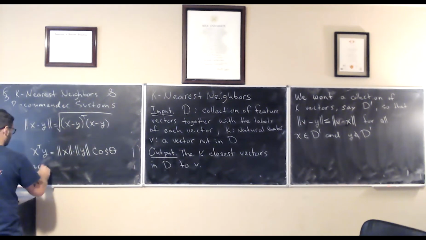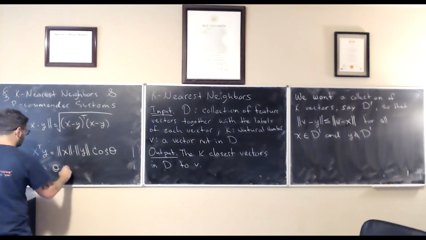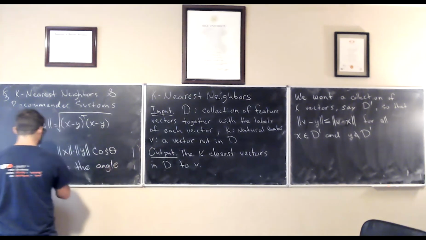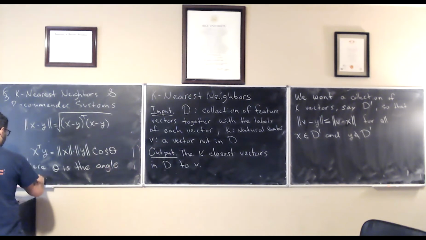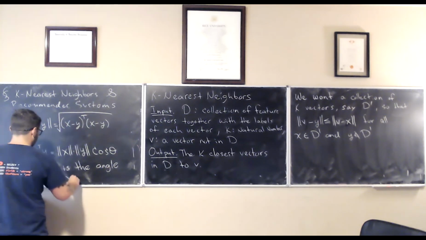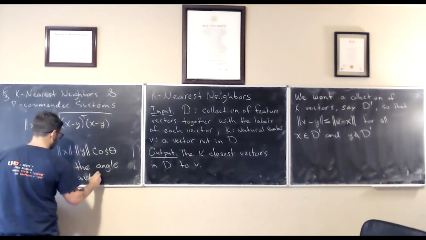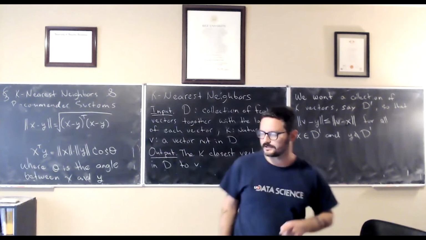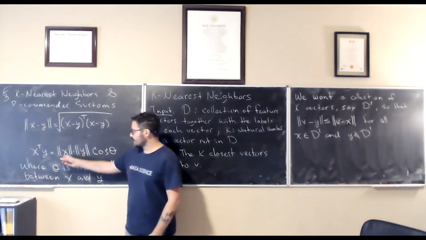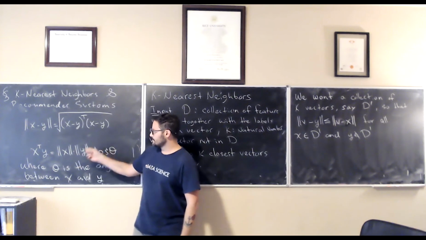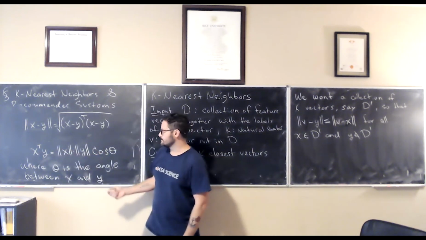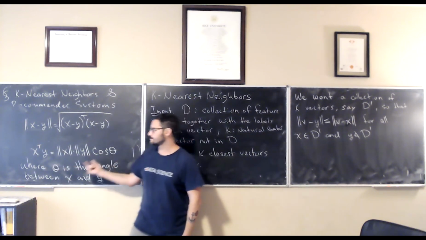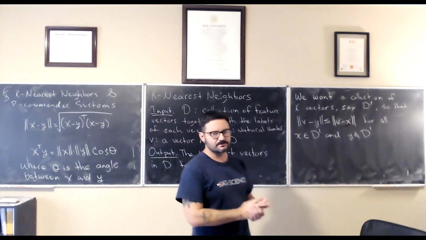Where theta is the angle between x and y. So the sine of x times y, the sine of x inner product y, so that's always positive. The product can be negative or positive. Well, if it's negative, you know something about the angle between the two vectors. If it's positive, you know something about the angle between two vectors.